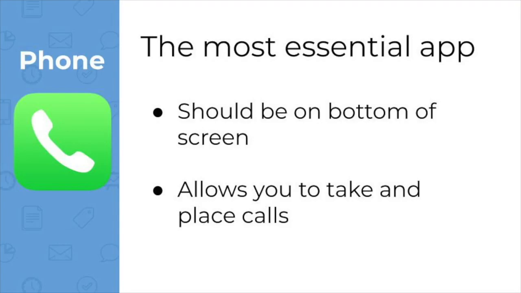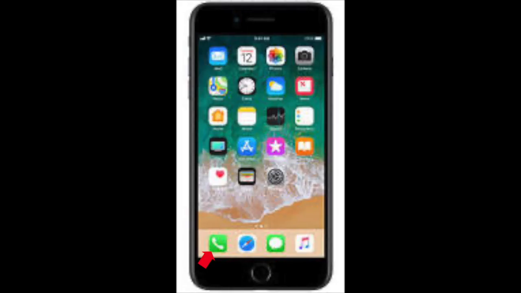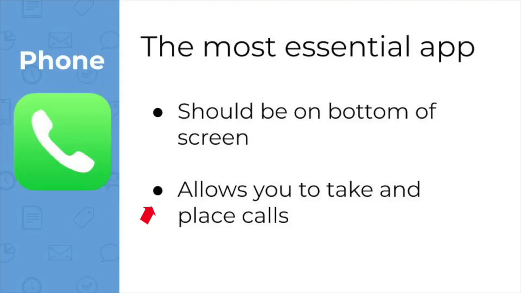First we will look at the Phone app, which is the app that makes your iPhone a phone. For most users, unless you have reorganized your apps quite a bit, this app should be found at the bottom of your screen in what we call your dock. The most basic functionality of this app is to allow you to take and place phone calls. Let's take a look at how it's organized.